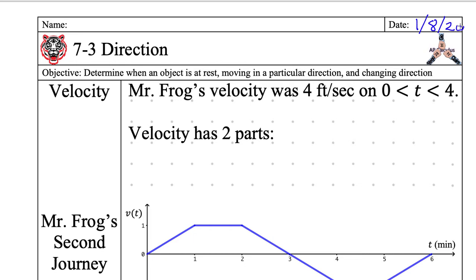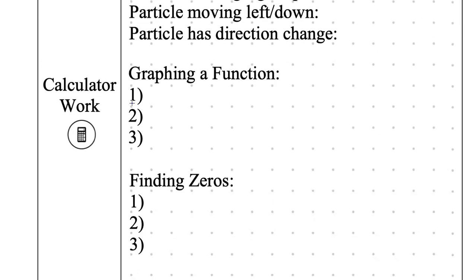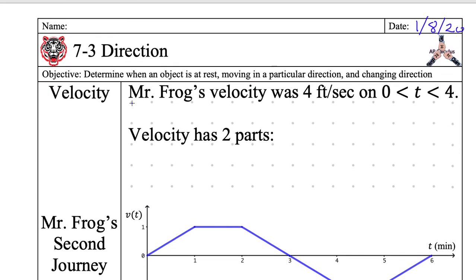Determine when an object is at rest, moving in a particular direction, and changing direction. That's it. If you have those things down both by hand and with a calculator. I realized that my previous objectives were like with and without a calculator. This whole unit is with and without a calculator, so I'm going to stop putting that. And I did do a better job of putting when you need a calculator on the notes right here and in the homework as well, so sorry about that. And if you're watching this video in the future, those are already corrected.